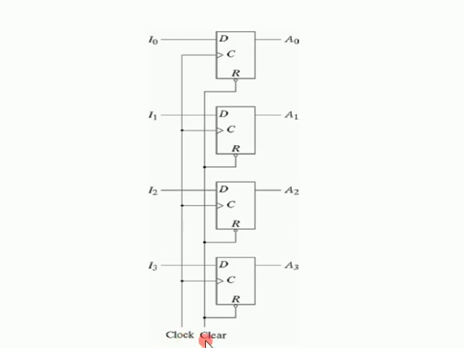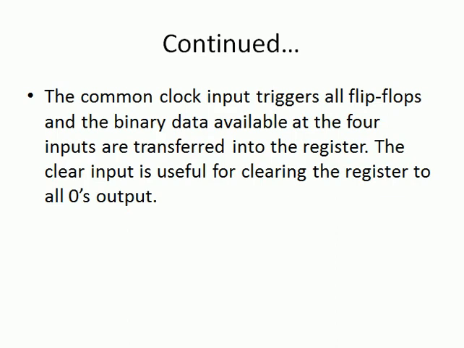One more thing is the clear input. Clear means that if you want to clear the register to make it 0, we use the clear here. So this register is a group of four flip-flops that we use in order to store more and more bits. Here you see the common clock input that triggers all the flip-flops, and the binary data available at the 4 inputs is transferred into the register. The clear input is useful for clearing the register to all zeros.